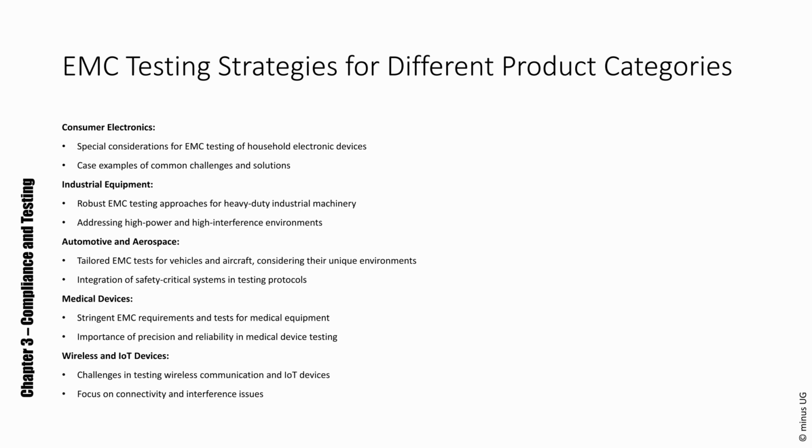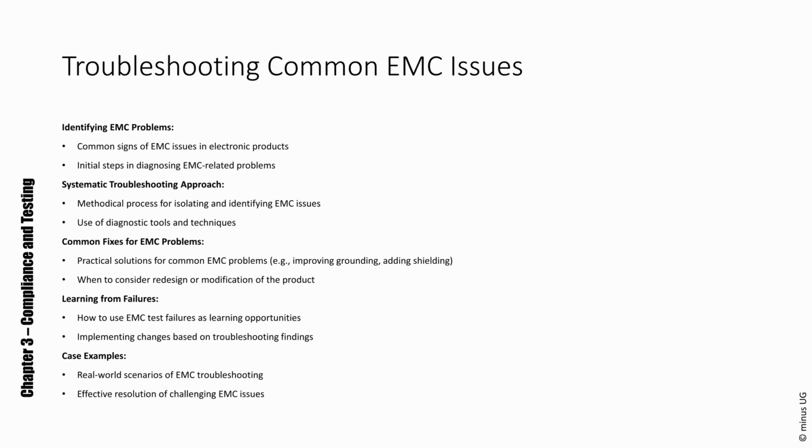Each of these sectors presents unique challenges and requires tailored EMC testing protocols to ensure that products are safe, reliable, and compliant with relevant standards. Troubleshooting common EMC issues. Identifying EMC problems. Common signs of EMC issues in electronic products can include unexpected resets or shutdowns, data corruption, signal degradation, or operational inconsistencies, particularly in the presence of other electronic devices.